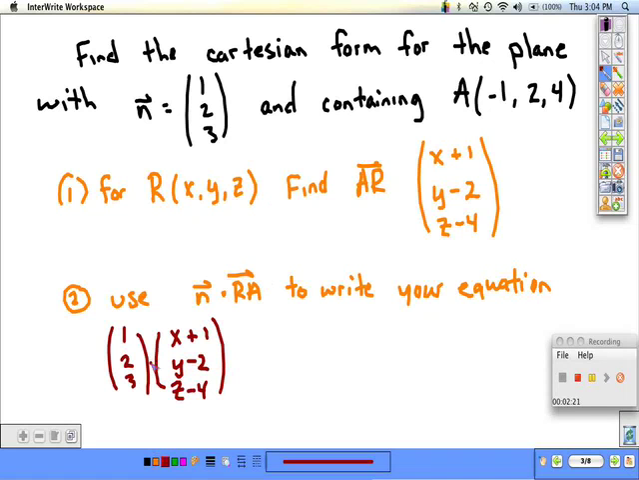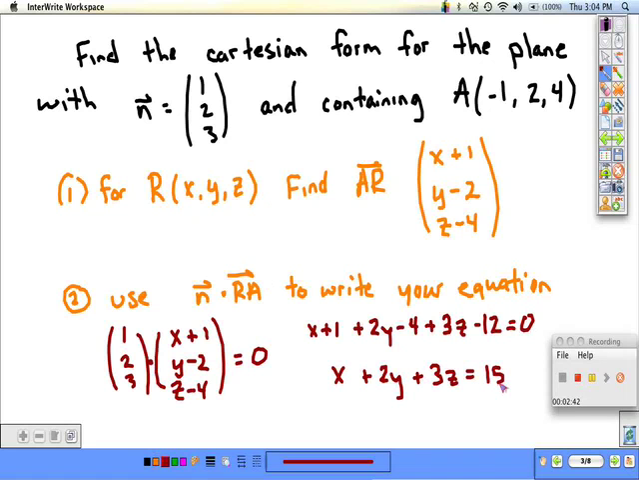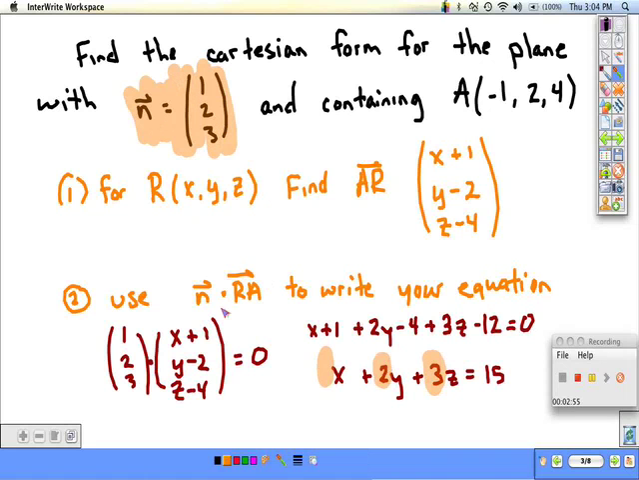We take the dot product, it's equal to 0, so we get (x + 1) + 2(y - 2) + 3(z - 4) = 0. Rearranging this, we get x + 2y + 3z = 15. One thing to notice is that the coefficients here, 1x, 2y, 3z, match up precisely with our normal vector, and that is not a coincidence. That always does happen.